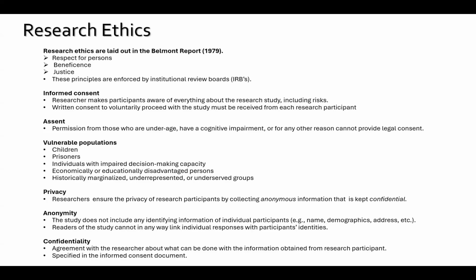Privacy ensures that the research participants remain anonymous because the information about them is kept confidential. So privacy has these 2 different prongs to it. The one is anonymity, and the second is confidentiality. Anonymity means that the study does not include any identifying information of any of the individual research participants, being their name, their demographics, their address, etc., so that the readers of the study can in no way link any individual responses with the research participants' identities.